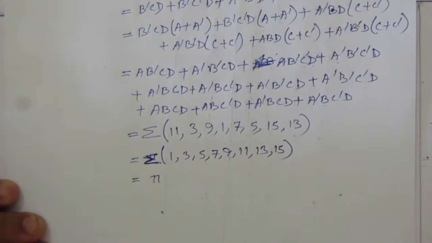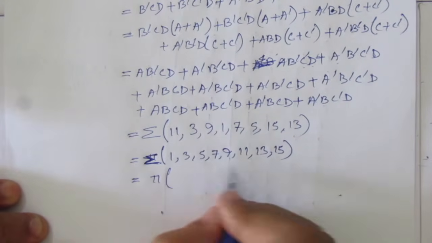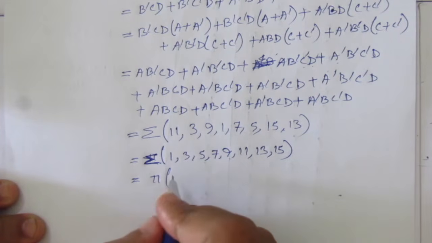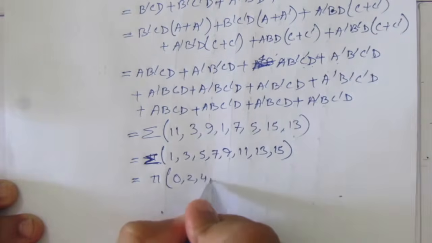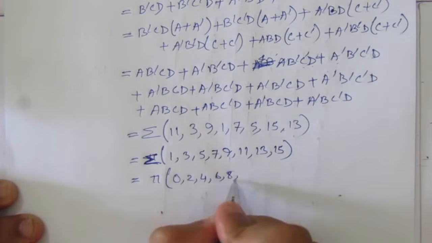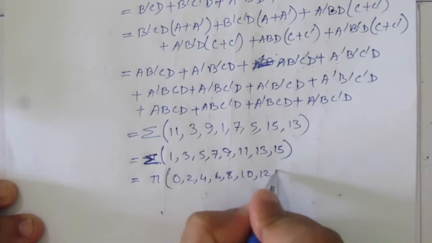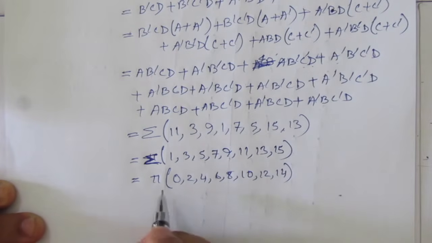Now we'll write down the product of maxterm expression. So for product of maxterm, we will have the terms that are not present in this sum of minterms expression. So we can write it as 0, then 2, 4, 6, 8, 10, 12 and 14. Okay, so this is the product of maxterm expression.